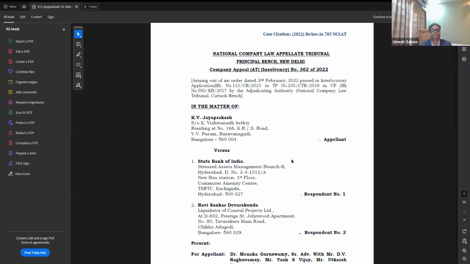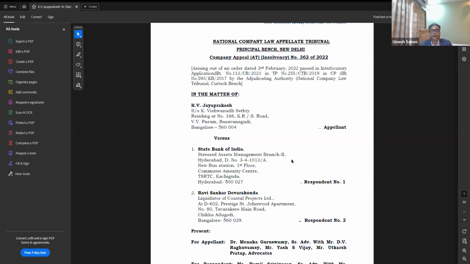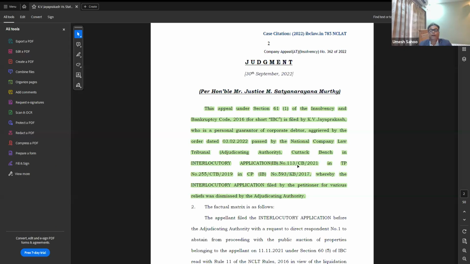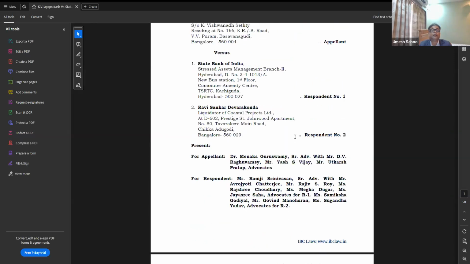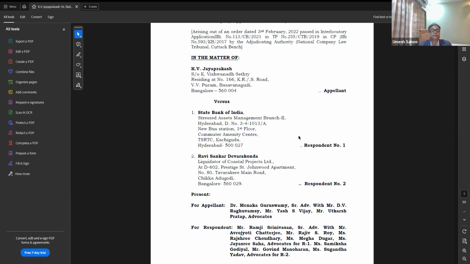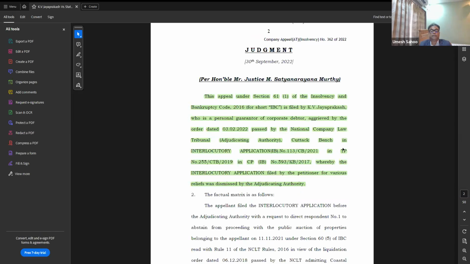So this is the case where the appeal was under section 61 of the Insolvency and Bankruptcy Code, filed by so and so, who is a personal guarantor of the corporate debtor, against the order passed by the Honorable NCLT, National Company Law Tribunal, Cuttack bench. The application was shown in the TP number, and this was a Cuttack bench. This was actually a transfer application.